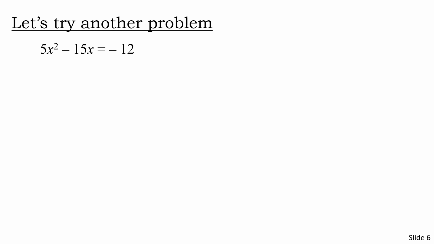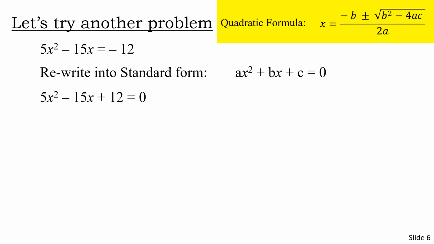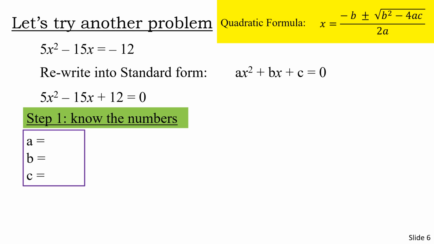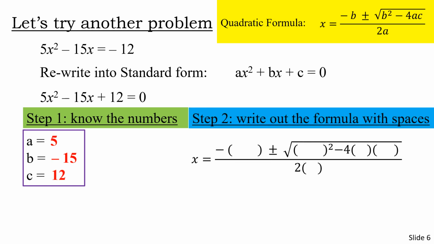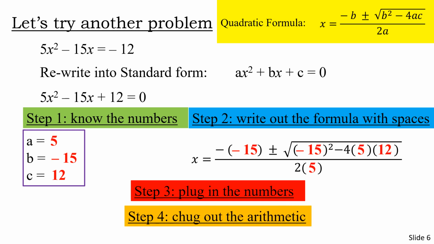Let's try another one. Rewrite it in standard form. Quadratic formula, I write down. Know the numbers. Write it out in spaces. Plug the numbers in. a is 5, b is negative 15, and c is 12. That was plug in the numbers. And now we're going to check out the arithmetic.